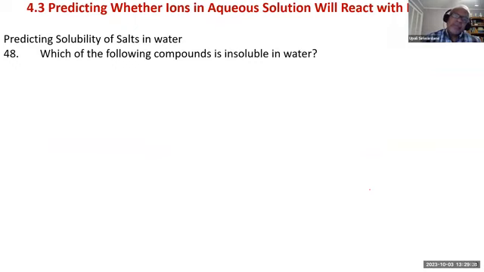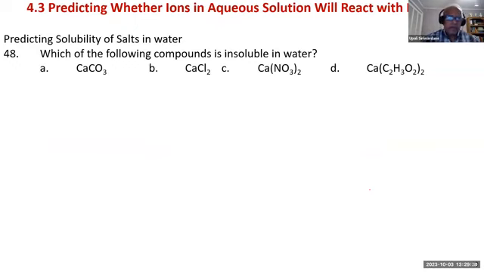Which of the following compounds is insoluble in water? Chlorides are soluble except lead, silver. Calcium nitrate. Nitrates are soluble, all nitrates. Acetates are, regardless of what is the cation, soluble. Calcium carbonate is insoluble. Therefore, this is the correct answer. None of the others are correct. Carbonates are insoluble except group 1A and ammonium. First solubility rule. Therefore, A is the answer.